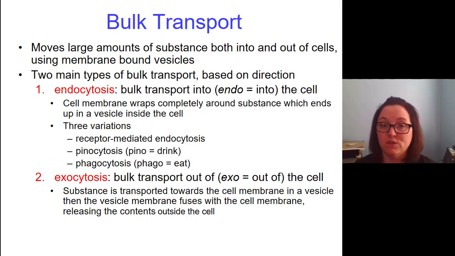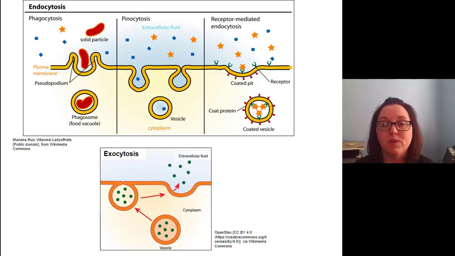There are 2 main types of bulk transport based on the direction of the movement of the substance. Endocytosis is bulk transport into the cell. Exocytosis, as an exit, is bulk transport out of the cell. So let's take a look at some pictures of these concepts to understand this better. So at the top of the screen, we see 3 pictures depicting the 3 different types of endocytosis. So we have phagocytosis, pinocytosis, and receptor-mediated endocytosis. We won't study this one in this class, this last one, so you can feel free to ignore it. We're going to concentrate on phagocytosis and pinocytosis.